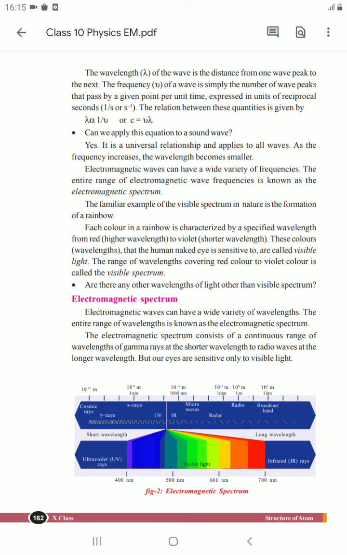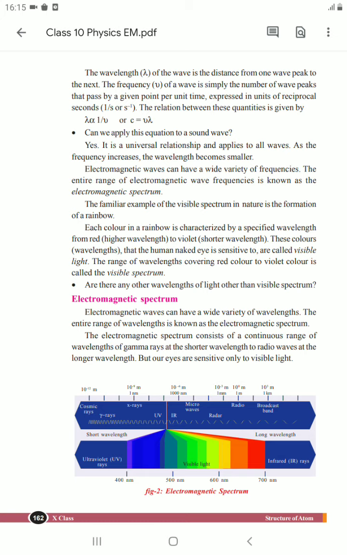Today we are going to learn about Planck's quantum theory and different models of the atom. Before going to today's class, let us remember the previous class. Children, in the previous class we learned about the visible spectrum and the electromagnetic spectrum.